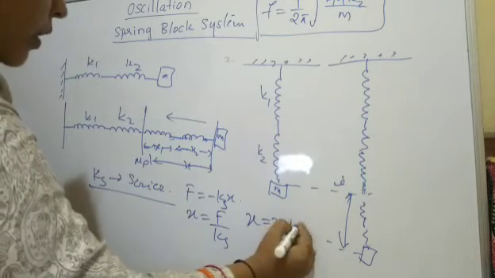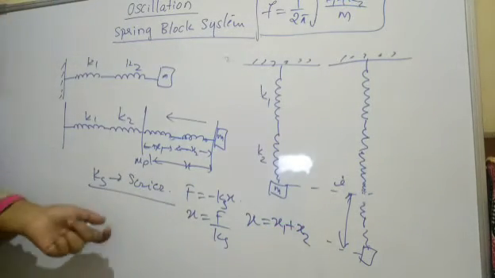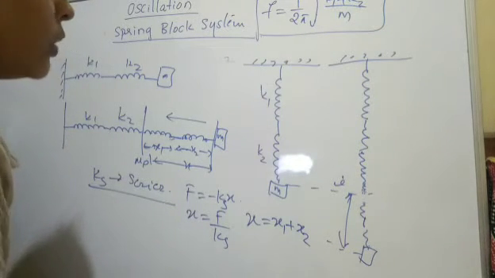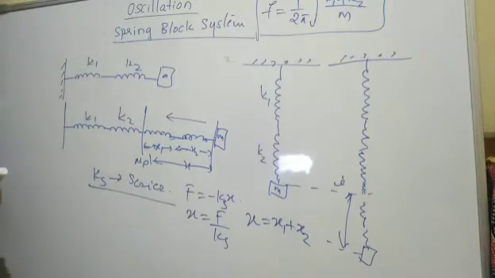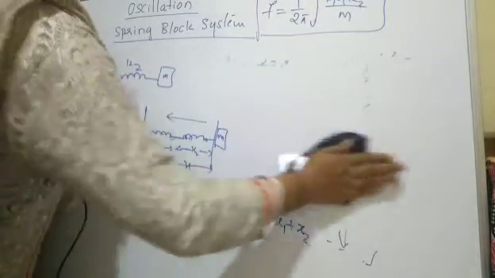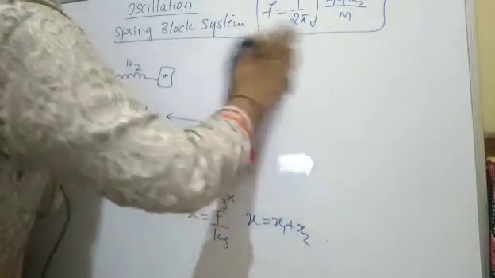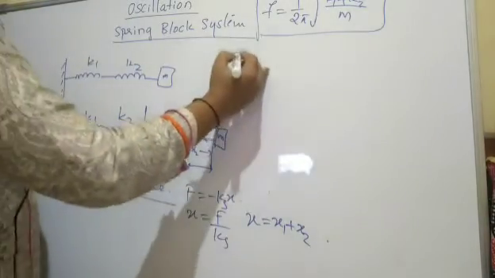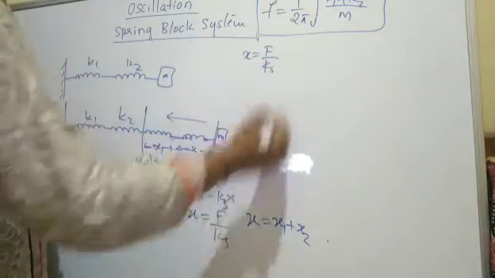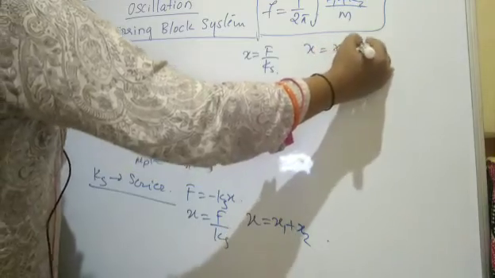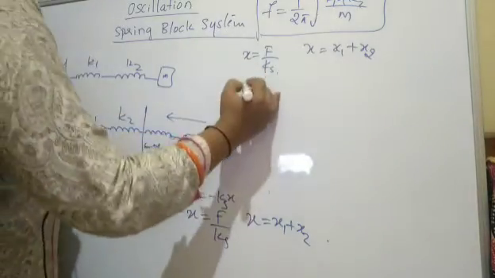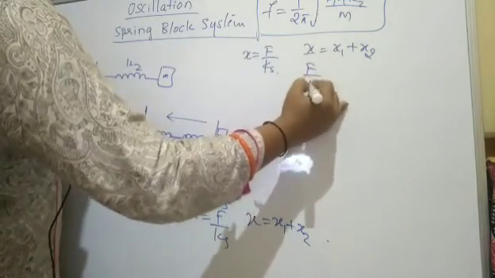In the parallel combination we took the net force acting on it. Here it is the net displacement. So next, how the net force and net displacement vary, that is what we are discussing here. In the parallel combination, we have the net force acting on it because both are in the same form, but here it is in series. So x is equal to F by k_s, and the total displacement is x1 plus x2.